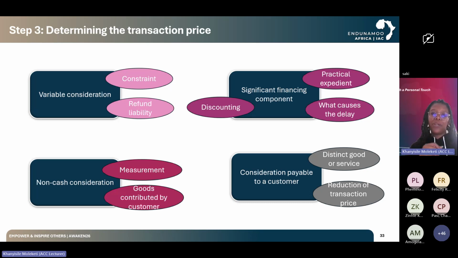Then by the next reporting period or by the next month, it becomes clear that I will make this. Then at that point, you can start to recognize the variable consideration. You can start to include the bonus payment in your transaction price once it's no longer uncertain.